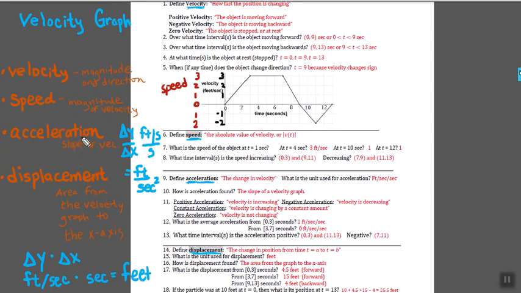In acceleration, you use the slope, or delta y over delta x, and the delta y unit is feet per second, and the delta x unit is seconds. So when you do slope for this, it gives you feet per second squared. Well, displacement is the area under the curve. So we could use this from 0 to 3 seconds for an example. You go from the graph down to the x-axis, and you get this area.